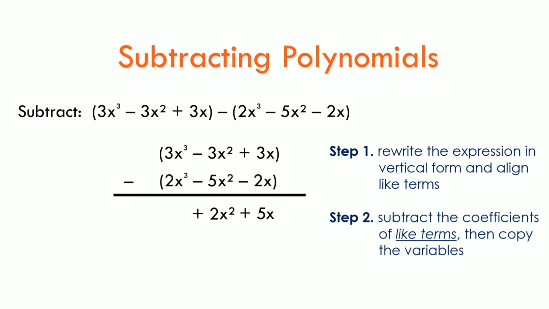Lastly, we have 3x raised to the power of 3 minus 2x raised to the power of 3. That's just 3 minus 2 which is equal to 1. Then copy the variable which is x raised to the power of 3. So that's just 1x raised to the power of 3, or simply write x raised to the power of 3. And this would be the final answer.